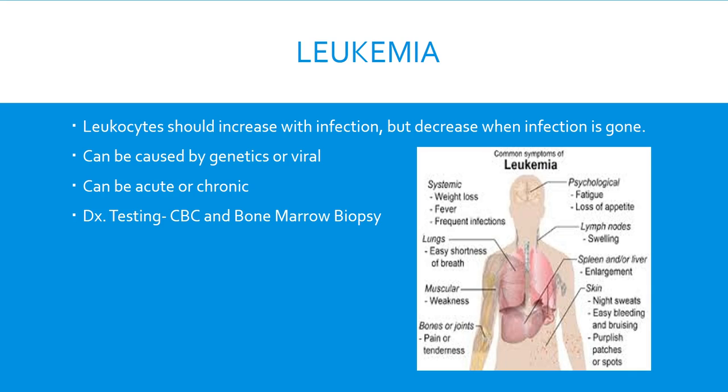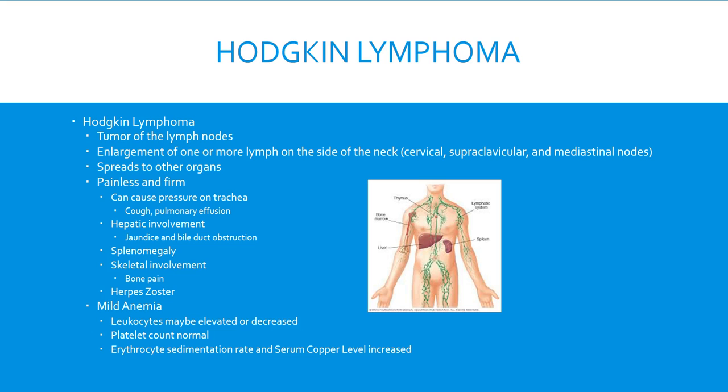Now we're getting into the leukemias. This is leukocytes that should increase with infection, but do not decrease when the infection is gone. So your body is reacting to some sort of infection. It produces a lot of leukocytes, and then once the infection goes away, you just still continue producing them. This can be caused by genetics or viral. It can be acute or chronic. And then the diagnostic testing is going to be a CBC and a bone marrow biopsy. They want to do the CBC to find out how high you are, and then with the bone marrow biopsy, they're going to find out if it's more of a bone marrow problem as opposed to some other cause.